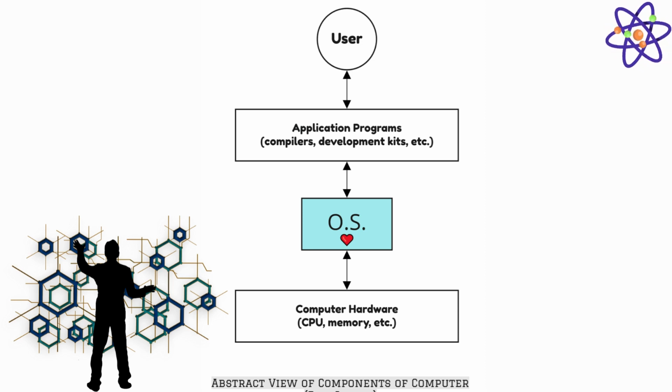An operating system (OS) is an interface between a computer user and computer hardware. An operating system is a software which performs all the basic tasks like file management, memory management, process management, handling input and output, and controlling peripheral devices such as disk drives and printers.